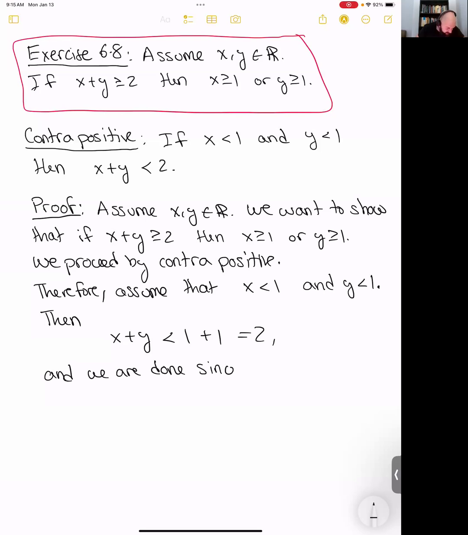Since the contrapositive is true, the original statement is also true by the contrapositive.